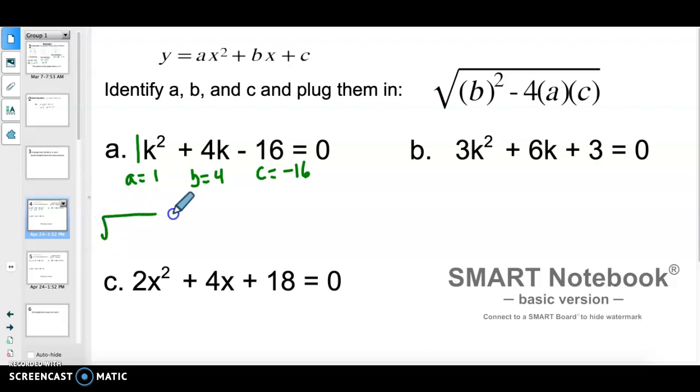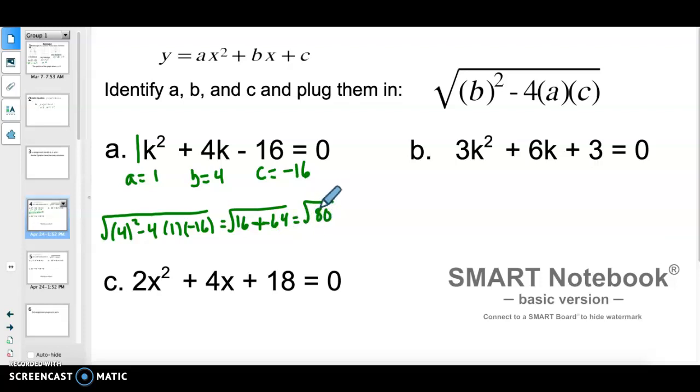So we'll have square root of b squared, so b is 4, and make sure you use the parentheses, minus 4 times a, which is 1, times c, which is negative 16. So 4 squared is 16, and then minus 4 times 1 times negative 16 is negative 64. So when we have minus a negative, it's going to turn into a plus. So 16 plus 64 is square root of 80.